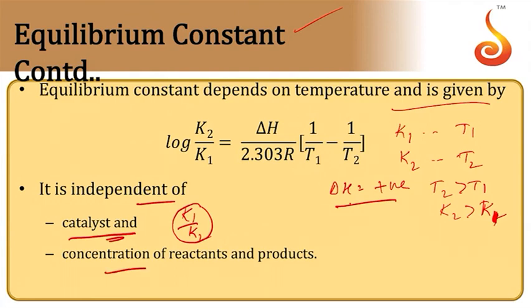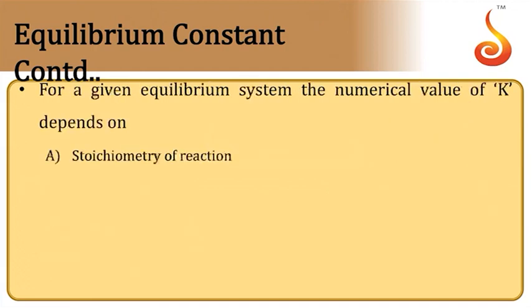Equilibrium constant is also independent of the concentration of reactants and products, because we are defining equilibrium constant where the ratio K1 by K2 is independent of the reactants as well as products, because the reaction rate constants are defined per unit concentration of the reactants, and thereby the value is going to be independent of the reactants and products.